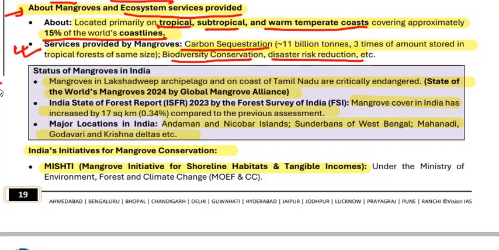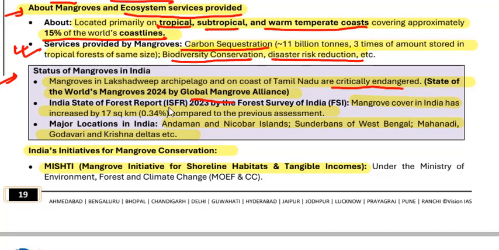Next is the status of mangroves in India. Mangroves in the Lakshadweep archipelago and the coast of Tamil Nadu are critically endangered. I have already discussed the reason. State of the World's Mangroves 2024 by the Global Mangrove Alliance. India State of Forest Report 2023 by the Forest Survey of India.